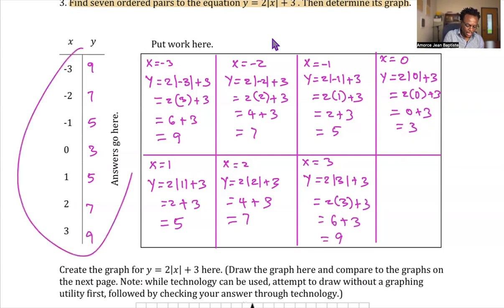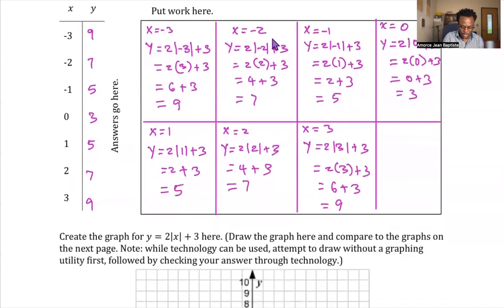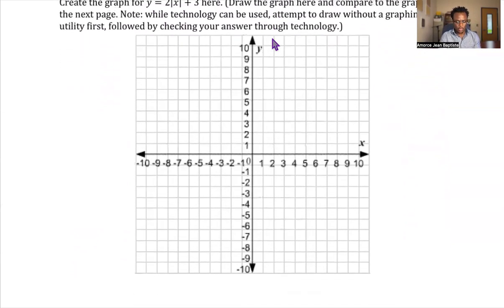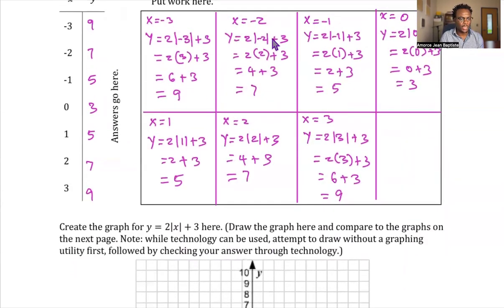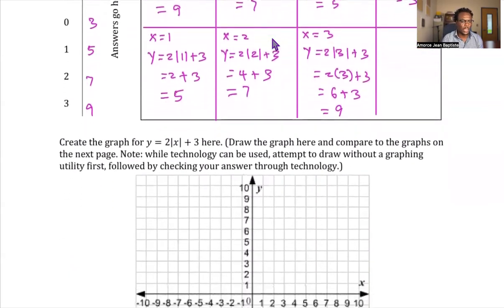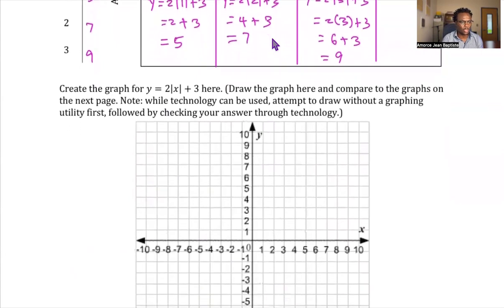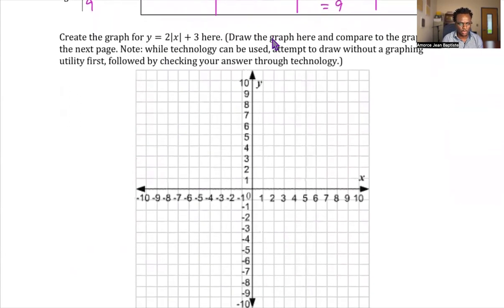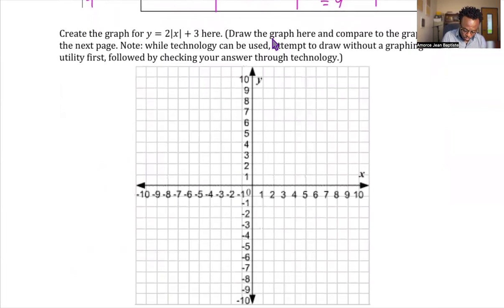Now we have this set of ordered pairs. We can just plot them in the coordinate system that's given up here, and then sketch the graph. So we remember what we had: x equals -3, y equals 9; x equals -2, y equals 7; x equals -1, y equals 5; x equals 0, y equals 3; x equals 1, y equals 5; x equals 2, y equals 7; x equals 3, y equals 9. We're going to plot them here. So x equals -3, y equals 9, -3, 9.